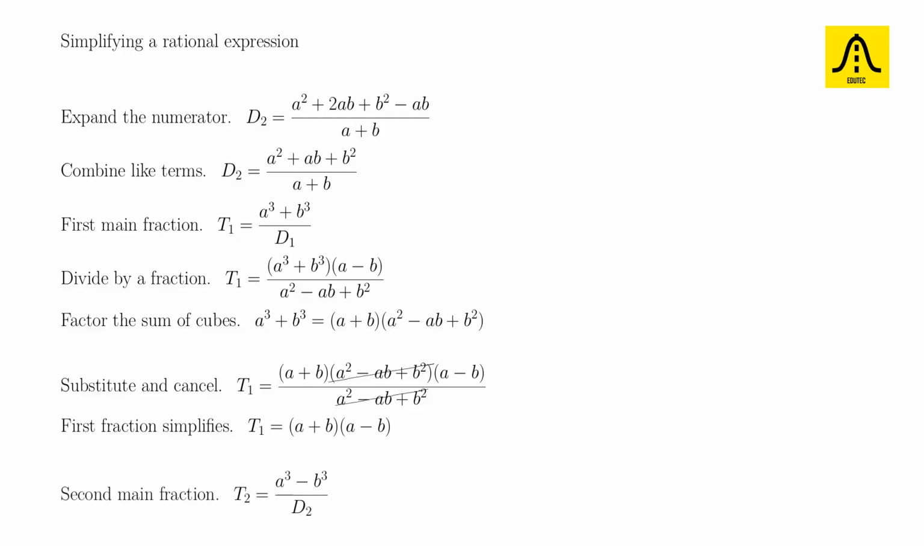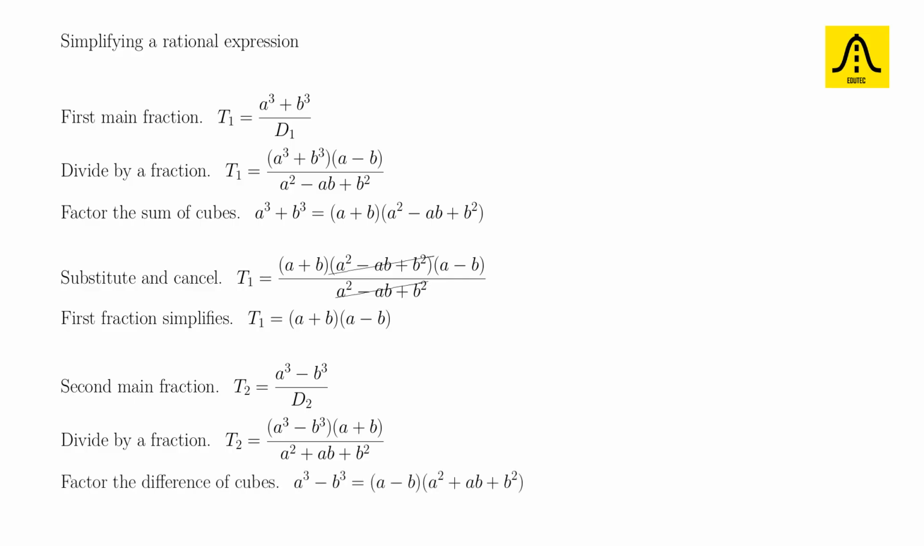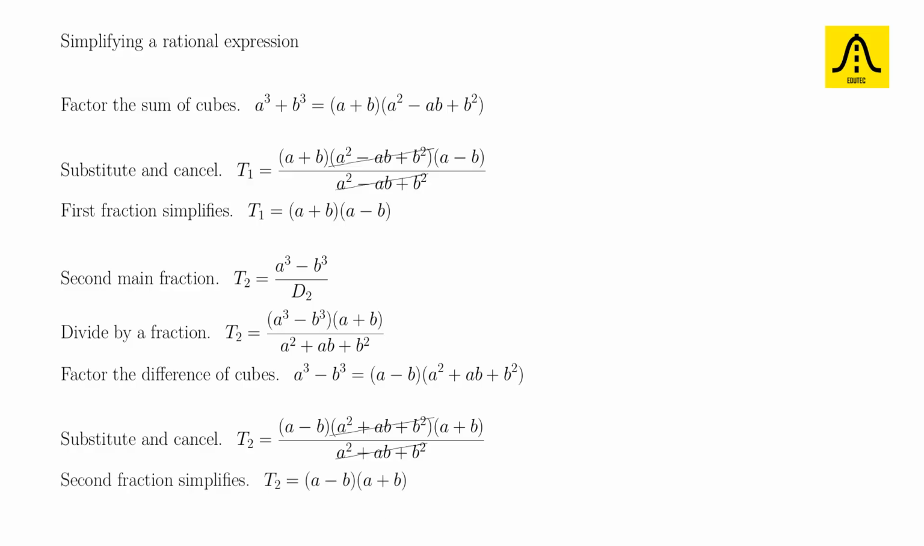Next, simplify the second large fraction. Again, division by a fraction becomes multiplication by the reciprocal. Factor the difference of cubes carefully. This cancelled factor also creates a domain restriction that must remain. So the second large fraction becomes the same product.